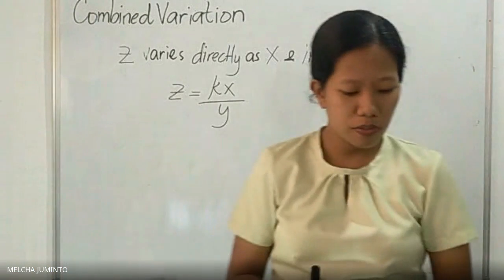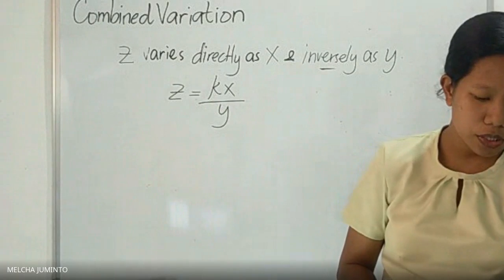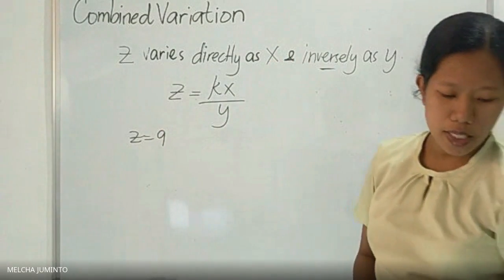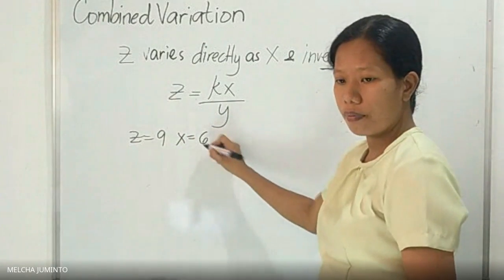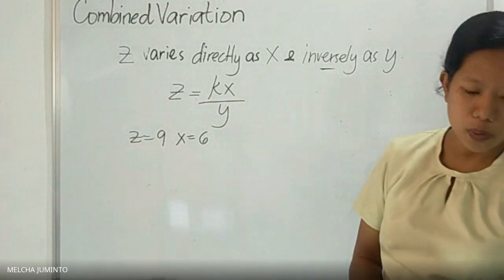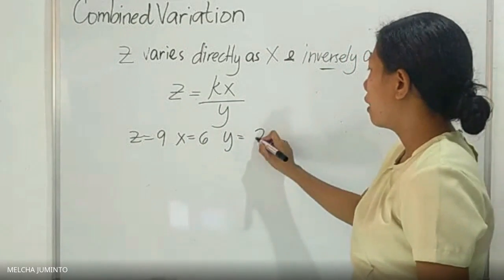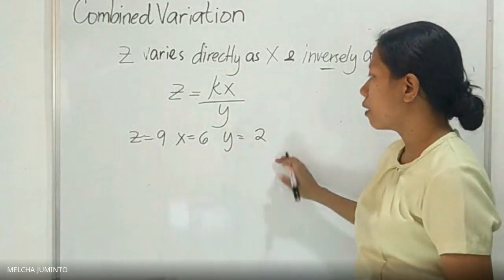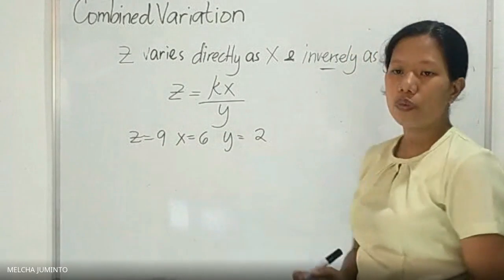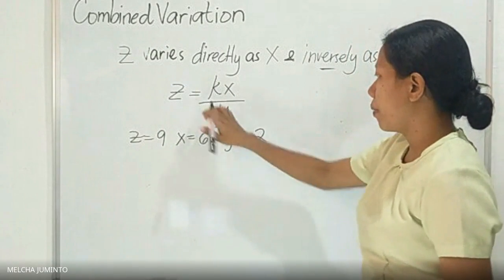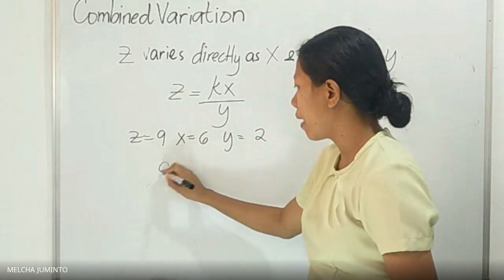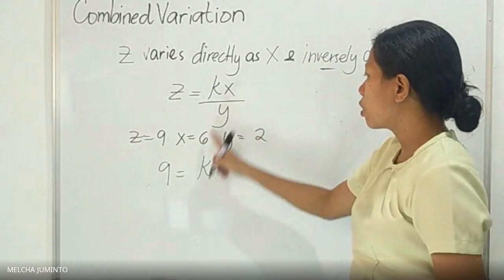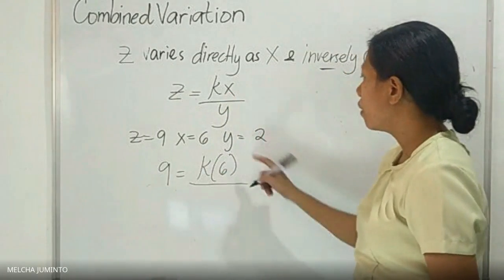And then there are given values. First, Z equals 9. And then another, we have X equals 6. And then Y equals 2. In the first part of the problem, all Z, X, and Y are given. We have 9, 6, and 2. Therefore, we can solve for K using this equation. Replace Z with 9. K remains as K. Replace X with 6 all over. Replace Y with 2.